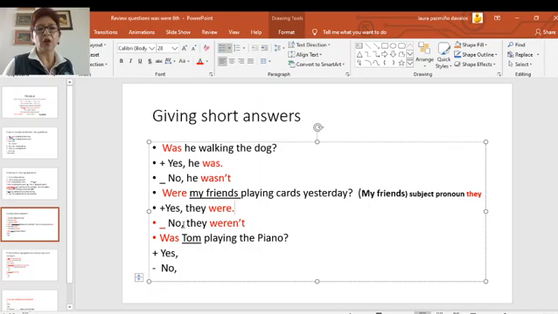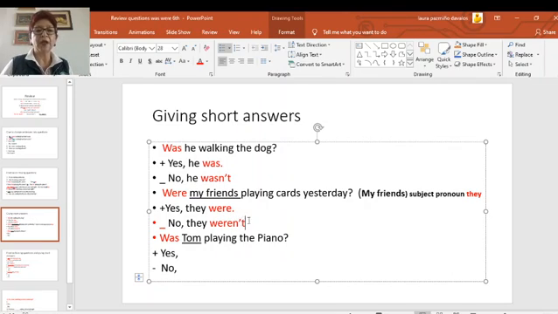Tengan mucho cuidado con esto. ¿Qué tal si ustedes han visto ejercicios, han visto respuestas así? No, he wasn't. Is this correct? Is this correct, class? No, it's not correct. Why? Look at the pronoun. They do not go with wasn't. They go with weren't.